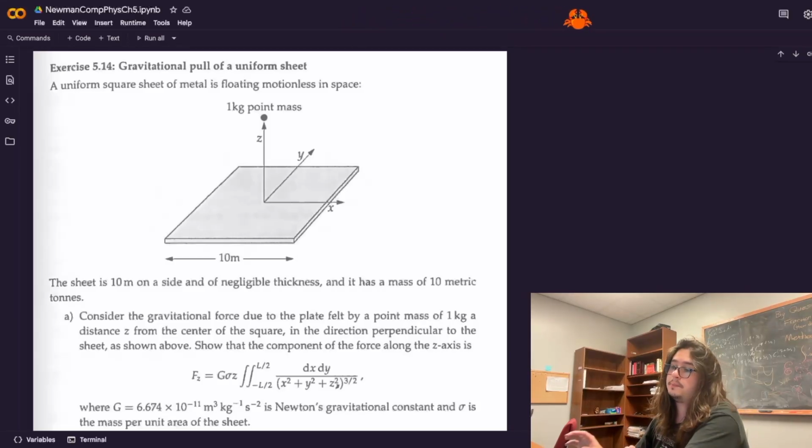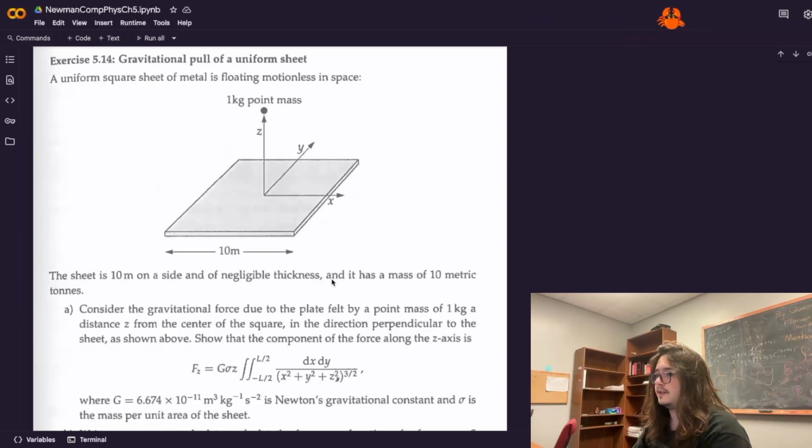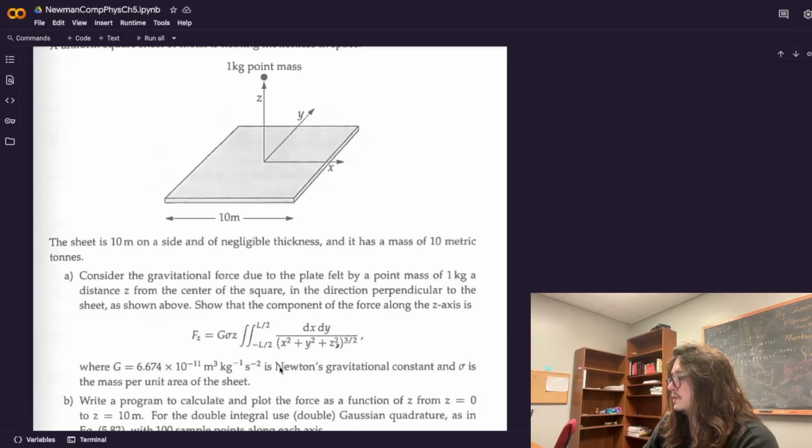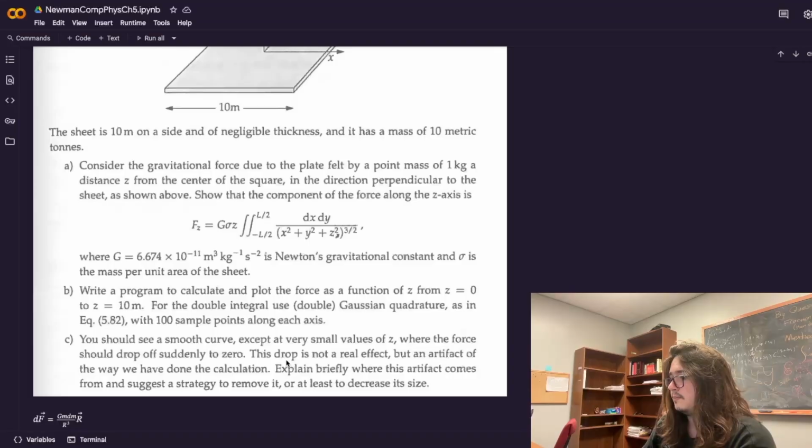The first part of the problem is actually an analytic proof. We have to get to this equation for the z component of the gravitational force, and I just typed that up in LaTeX.